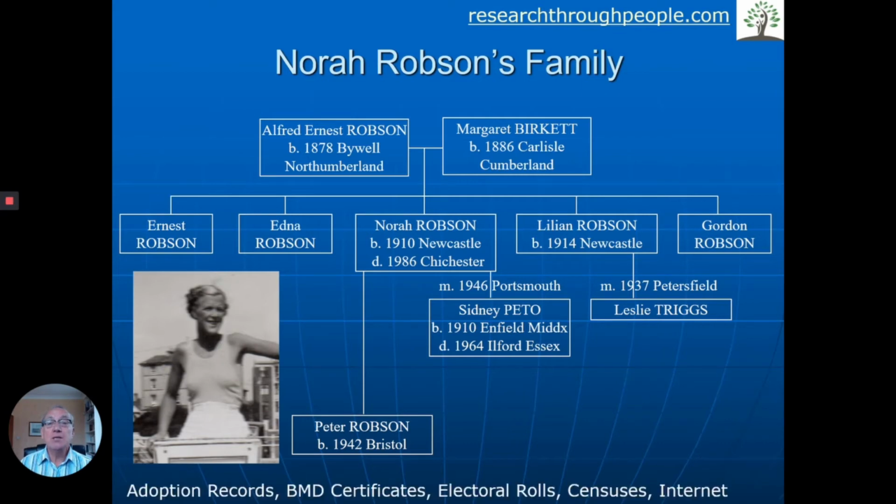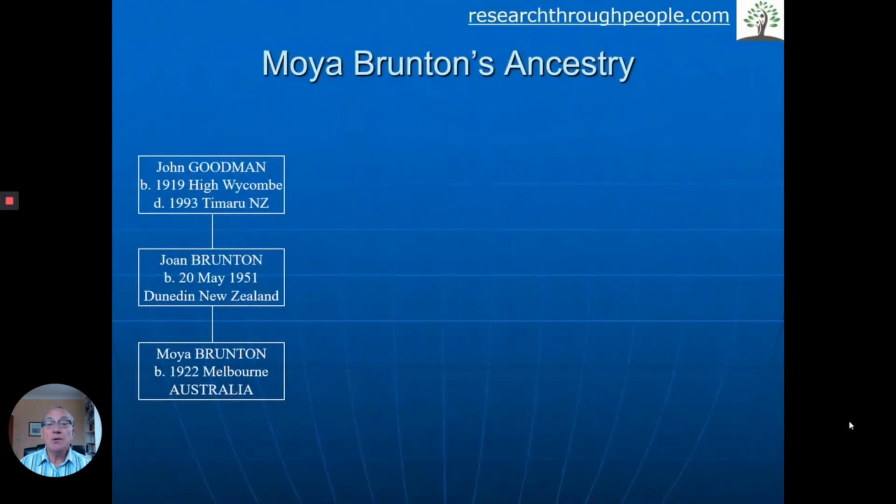And just a brief note of the sort of information sources that we use that were useful in this sort of case. So that's Norah Robson. Let's take another one, the other side of the world. So there's Joan Brunton. She's born in 1951 in New Zealand, in Dunedin. And of course had been adopted and knew all about that.